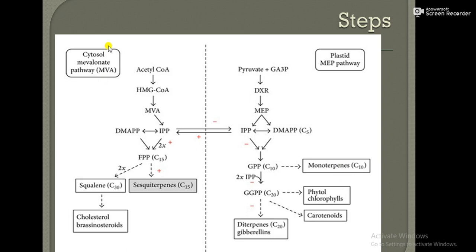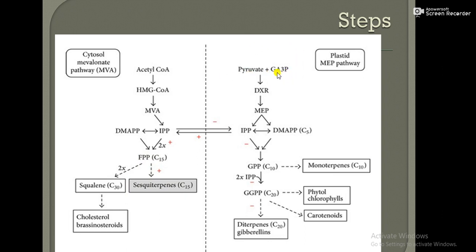These are two pathways. One is the cytosolic mevalonic acid pathway. It starts from acetyl coenzyme A, goes to mevalonic acid, then changes into isopentenyl pyrophosphate, which can isomerize into dimethyl allyl pyrophosphate. They react with each other to form farnesyl pyrophosphate. From these, sesquiterpenes are formed. Then from sesquiterpenes, capsidol is formed.